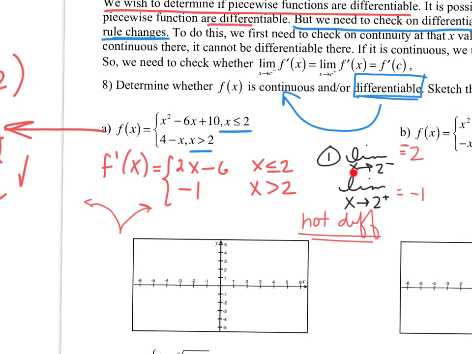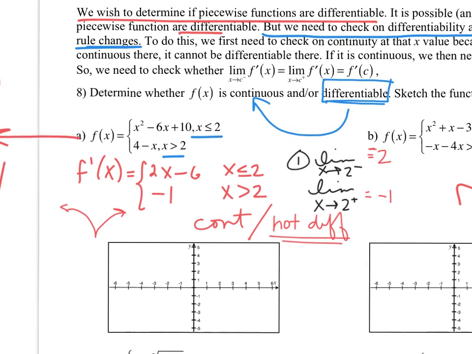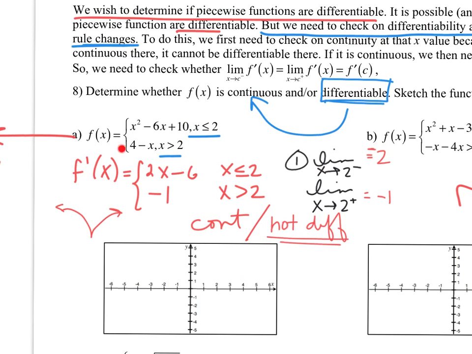The limit of the derivative as x approaches 2 from the left is negative 2, and as x approaches 2 from the right it is negative 1. Since those disagree, we have not differentiable. So this function is continuous, but not differentiable. Now you will take a quick second to graph that, and you will find a corner where this function and this function meet each other because it is continuous.